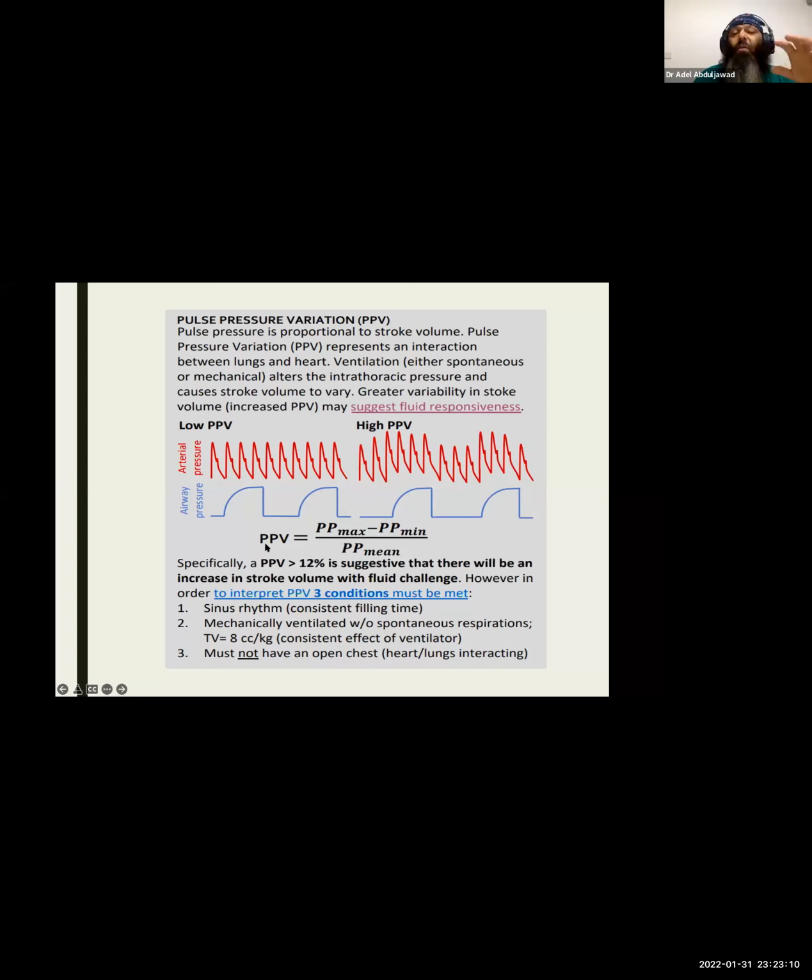So simply the equation for the pulse pressure variation: you measure the maximum pulse pressure minus the minimum pulse pressure, divided by the mean. If the calculation is more than 12%, this is suggestive that the patient is fluid responsive, and you have to start a fluid challenge, as Dr. Mohammed said.